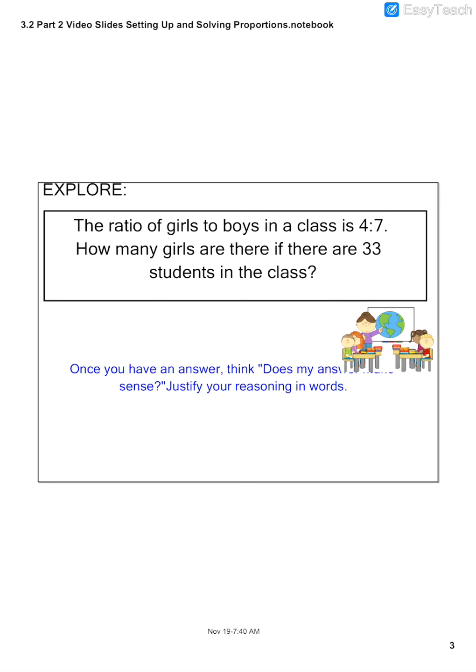The ratio of girls to boys in a class is 4 to 7. So we're comparing girls to boys. How many girls are there if there are 33 students in the class? Now this is the total number of students. So I can't compare girls to boys and then girls to total. However, I can use this information to help me figure out a total.